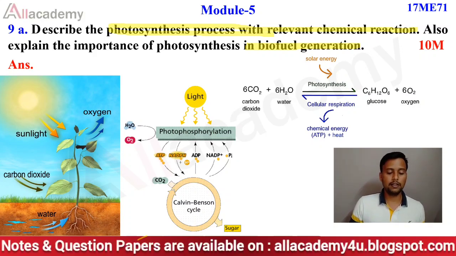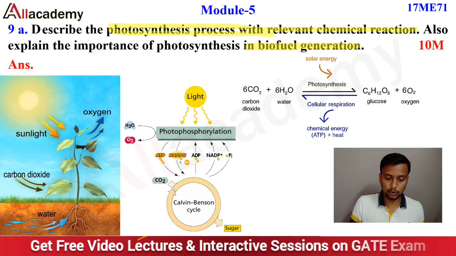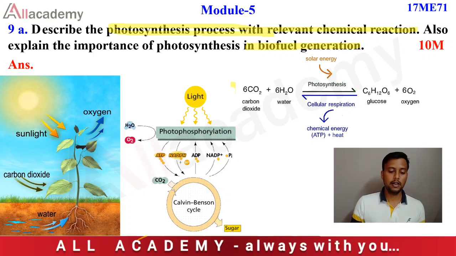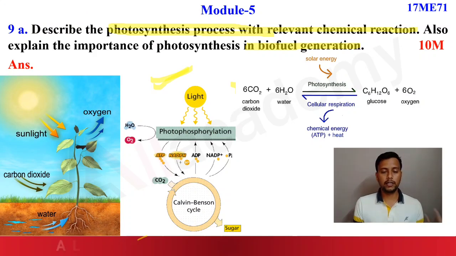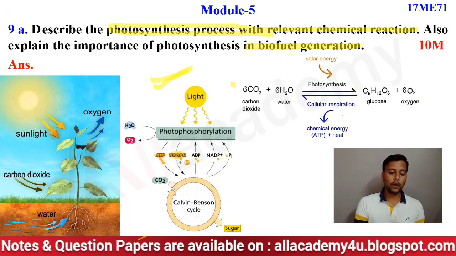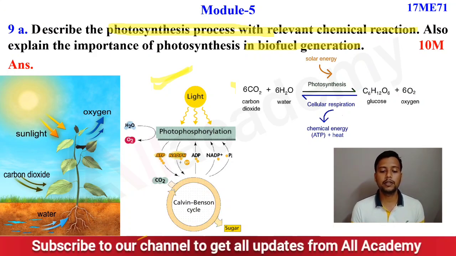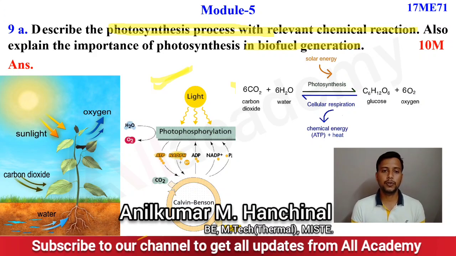For this one, here is a very simple figure, the generalized photosynthesis process we have studied from our school days, and you can easily explain how this photosynthesis process will take place. Then here is a chemical reaction. Those who have written this chemical reaction may get marks. Those who have not written a chemical reaction may not get complete marks. And here also a small figure is there, even if you have drawn this one, there is a chance of getting a good number of marks. And also you need to explain how photosynthesis helps in biofuel generation. So all those concepts you need to explain.